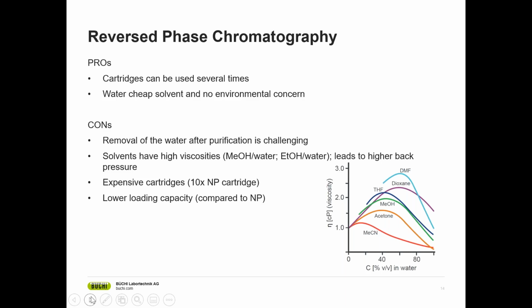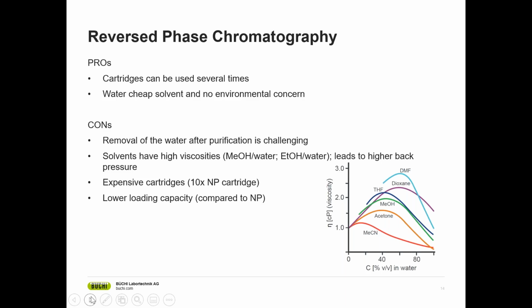Compared to normal phase chromatography, reverse phase is a very economical method. Moreover, the cartridges can be used multiple times if cleaned and also stored correctly. The disadvantage is that the cartridges are more expensive because the stationary phase has to be modified. But I think the ability to use the cartridges multiple times makes the cost of both techniques around equal.